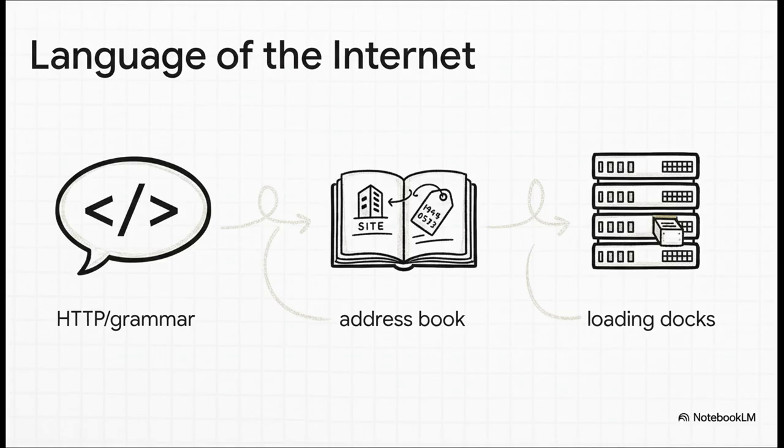And finally, you've got ports. Think of these as specific loading docks on a server. So when your web request shows up, it knows to go to dock 443 for secure web traffic, not the dock that's reserved for email. It makes sure every message gets to exactly the right place.